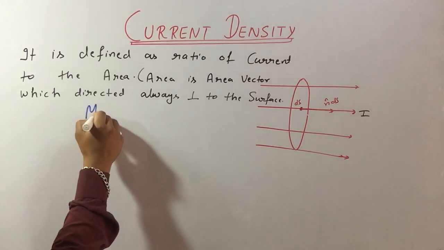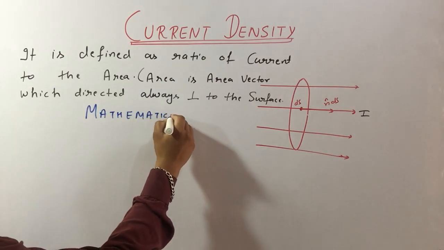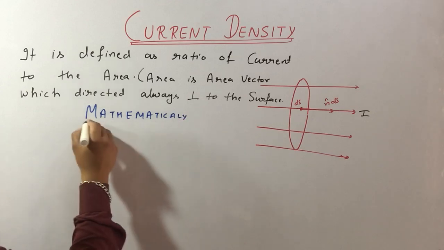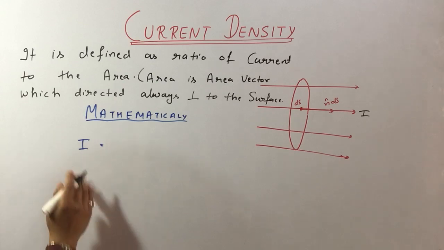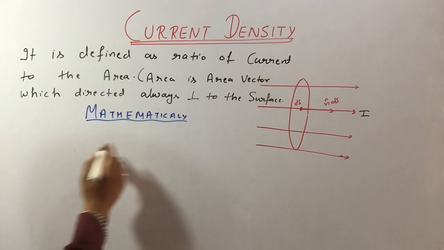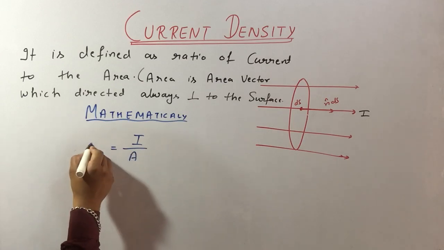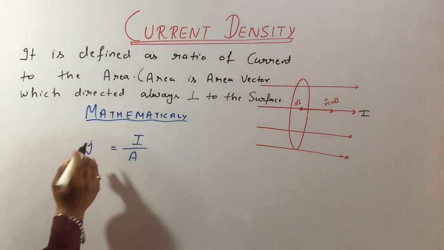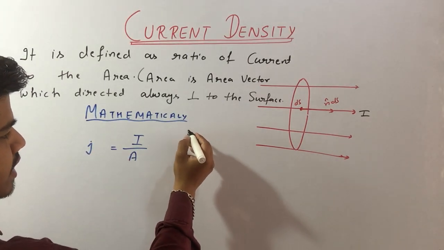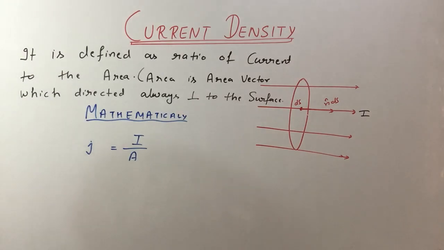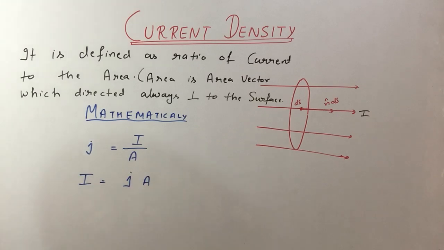Now mathematically, current density will be defined as the ratio of current I to the area, and it is denoted by the letter J. This is the denotation of current density. Now students, as we know, current is equal to J into A.